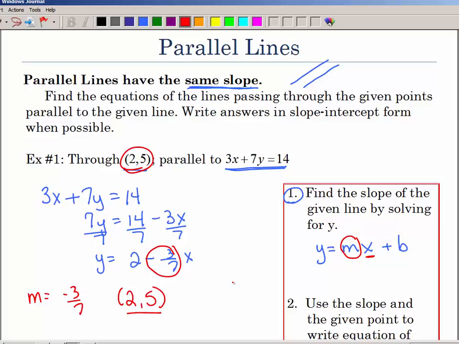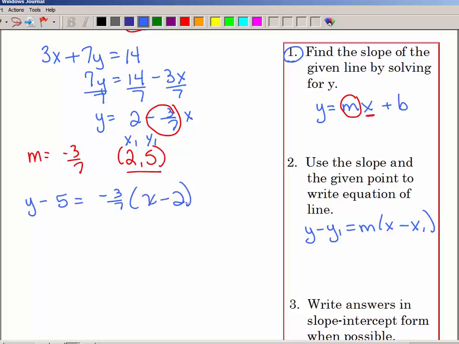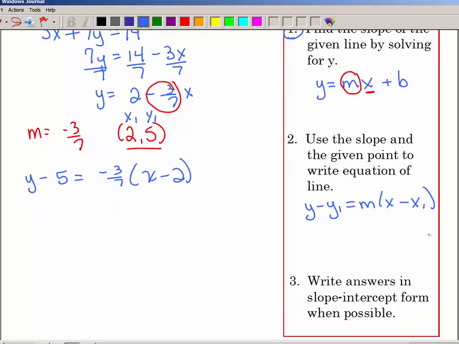Now how do you write an equation of a line given a slope and a point? We're going to use the point-slope formula: y minus y1 equals m times (x minus x1). Remember, this is our x1 and our y1. And then we want to write our answer in slope-intercept form. So again, we have to solve for y.